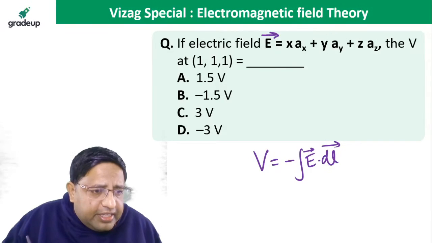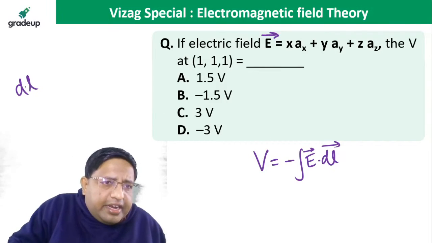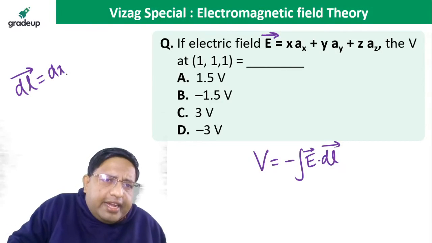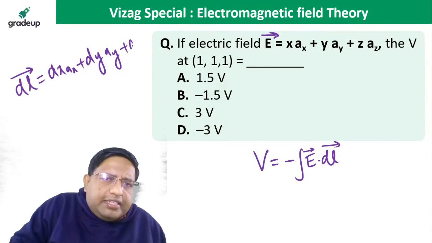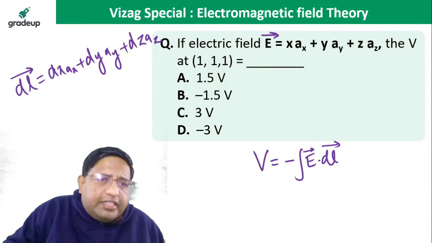Avijit is giving the answer. Manideep is giving the answer. Okay, I am solving. What is the dl vector? In the Cartesian coordinate system, the dl vector is dx ax plus dy ay plus dz az. That is the dl vector.